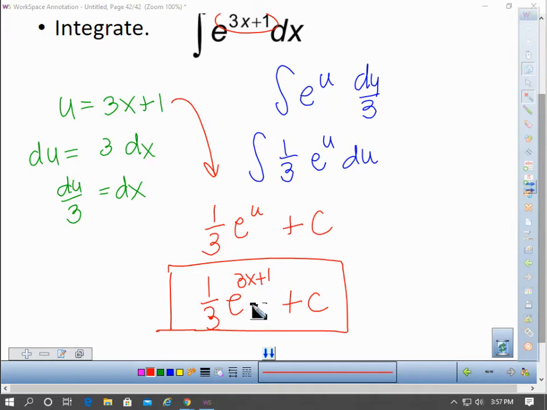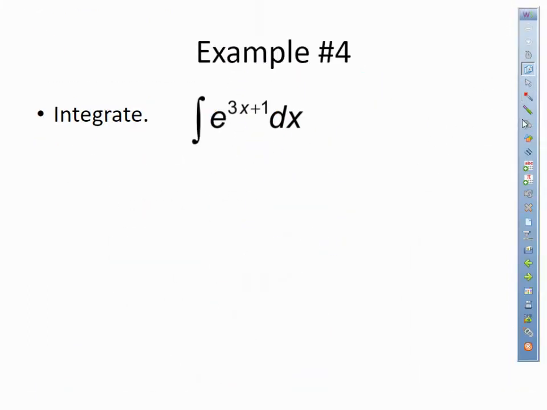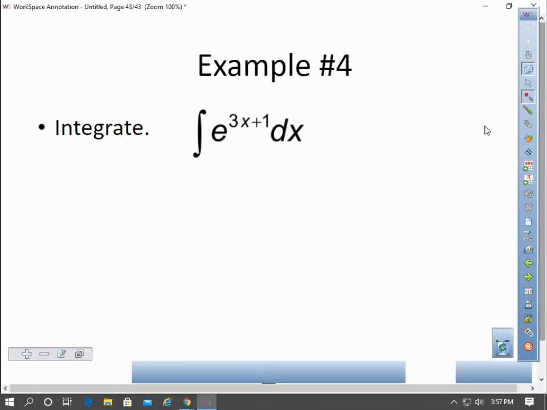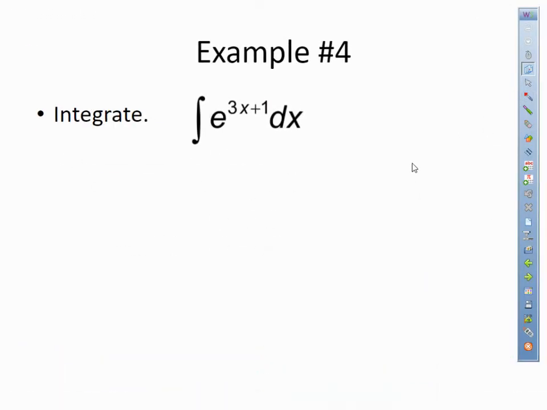Now remember, these you should never get wrong, because you should always be checking your answer by doing the derivative of your answer to get the original problem back. So don't ever get integration incorrect. There's no reason to be getting those wrong.